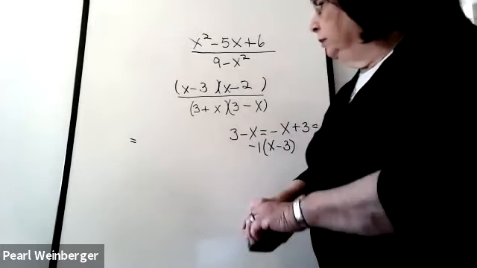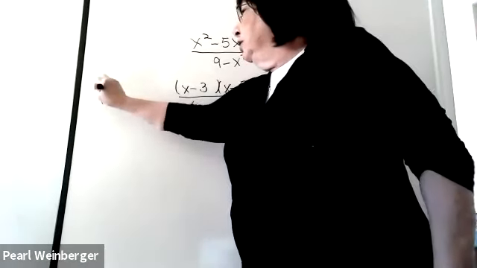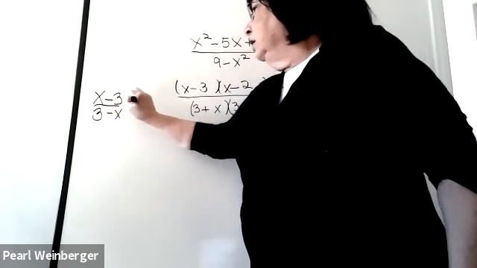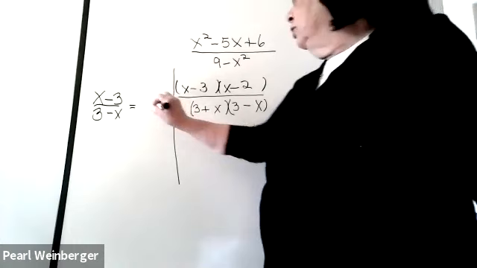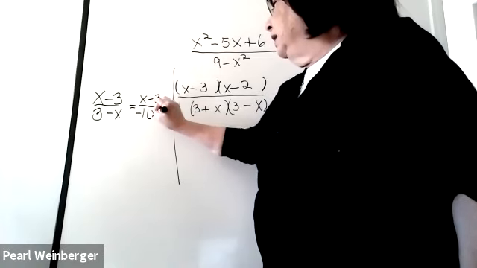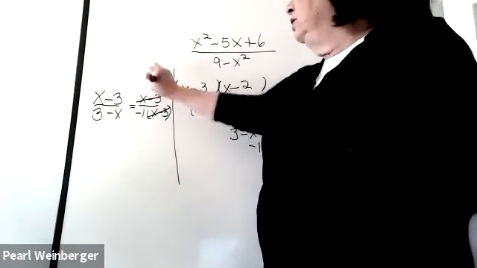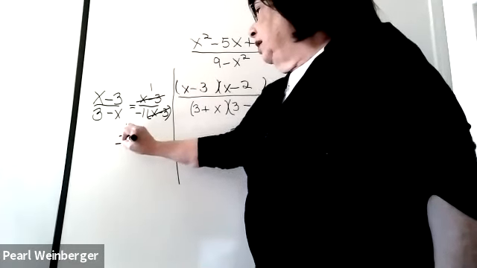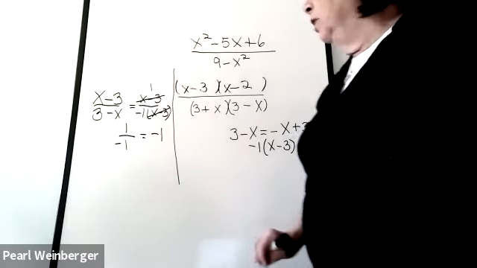Let's just look at the x minus 3 and the 3 minus x separately. Remember, I said 3 minus x could really be written as negative 1 times x minus 3. And if you notice, now there is a common factor of x minus 3. What we're left with is a 1 on the top and a negative 1 on the bottom, which gives me 1 divided by negative 1, which is negative 1.